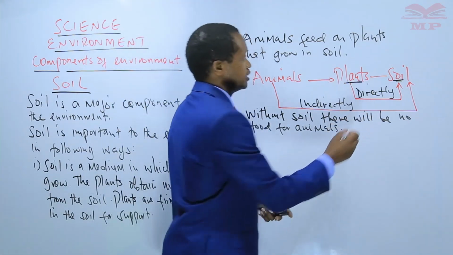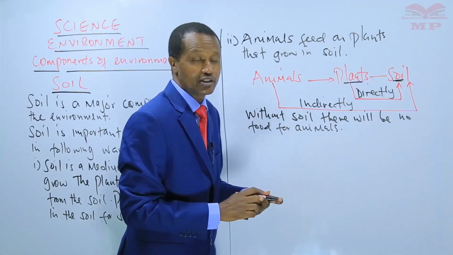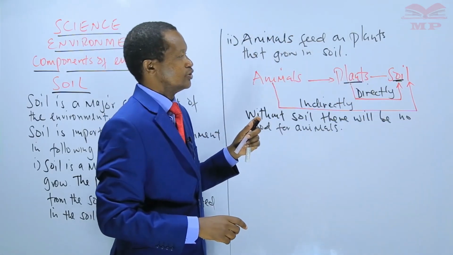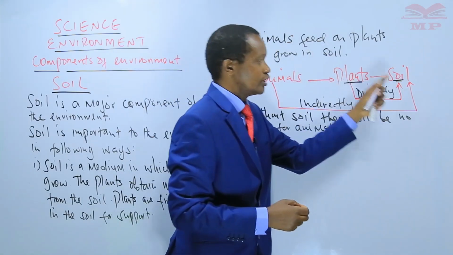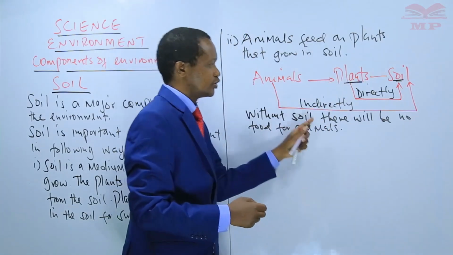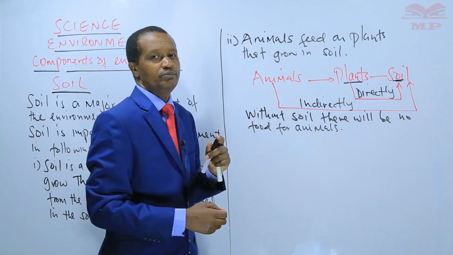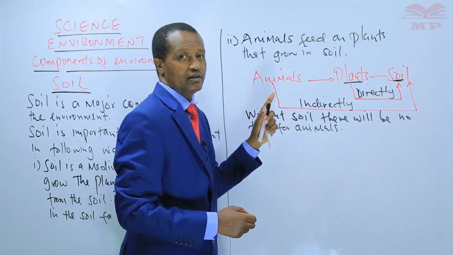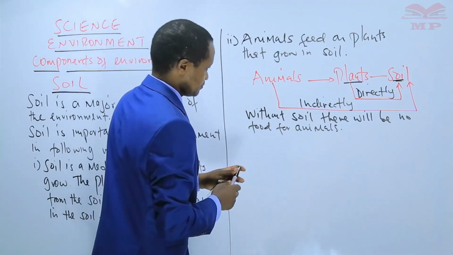So we've said soil is a component of the environment. And learners, you can see now why it's important for us to take care of the soil. Because animals, including human beings, need soil for survival, need soil for food. Because without soil, there will be no food for animals and human beings. So soil is a very important component in the environment. That is the second point.